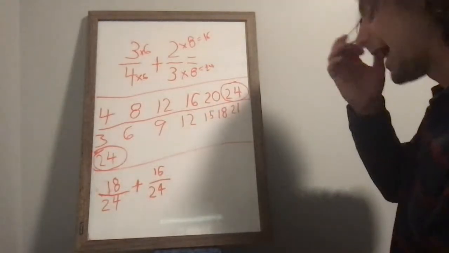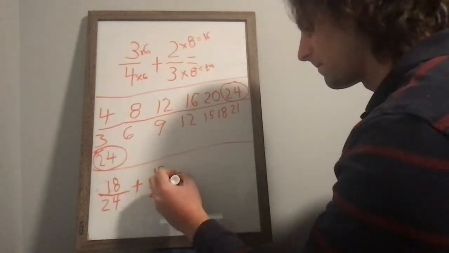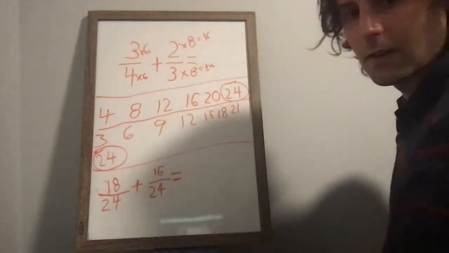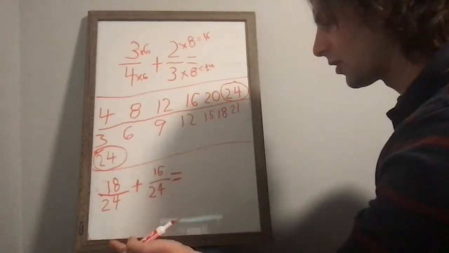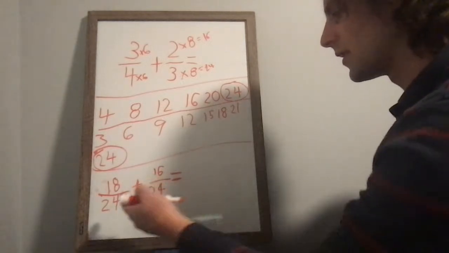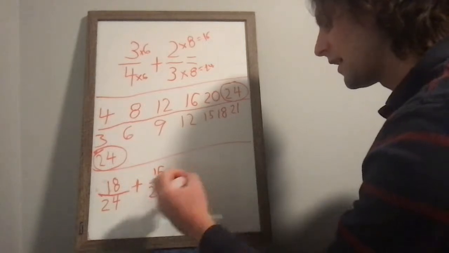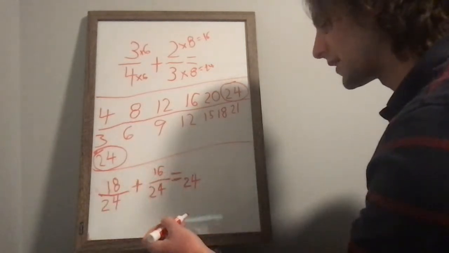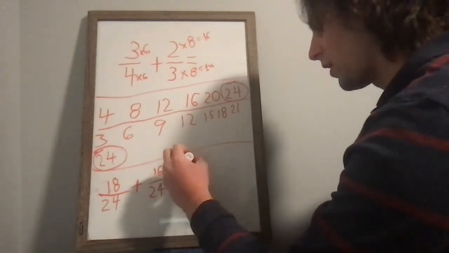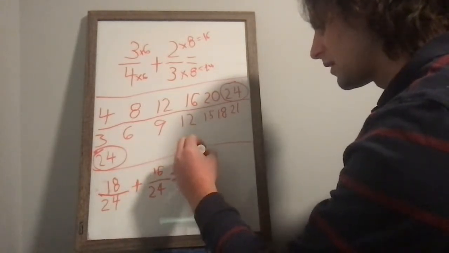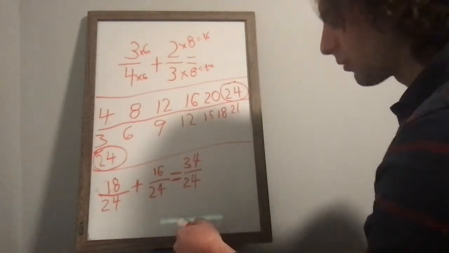So now that we have a common denominator, now we can add the fractions. When we add fractions and we have like terms, we simply add the numerators, and whatever the denominator is, we leave that the same. So the 24 we're going to leave the same. And then we have to add 18 plus 16. 18 plus 16 equals 34. So we have our answer, 34 24ths.